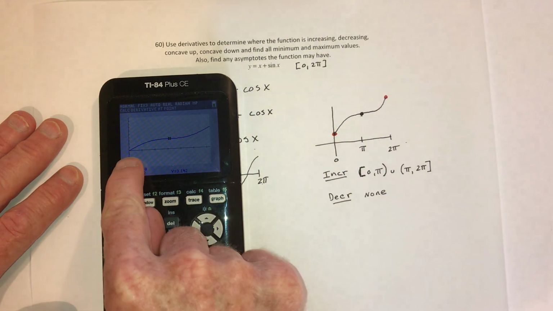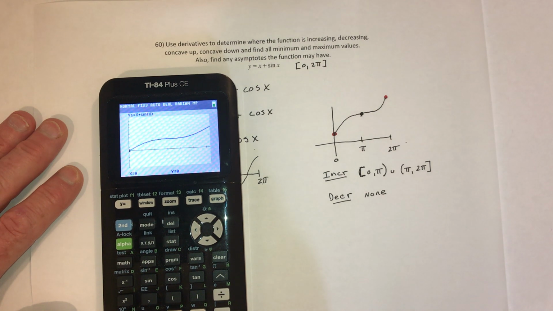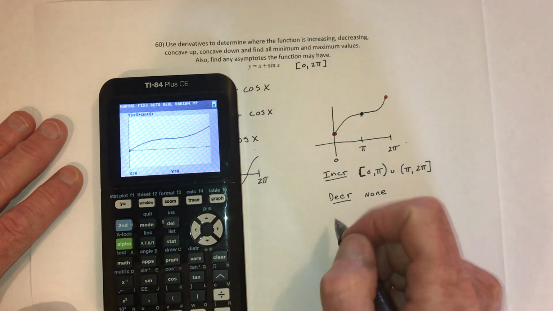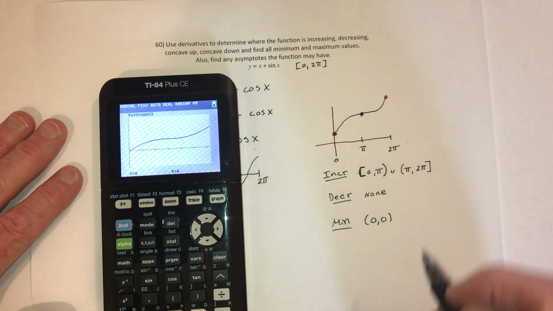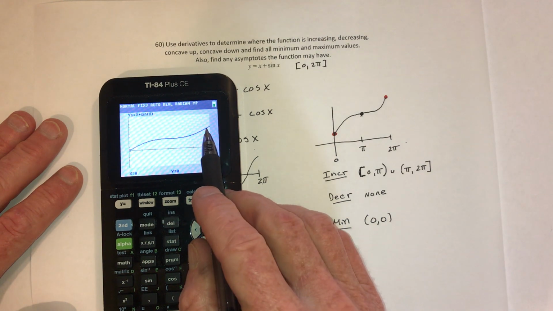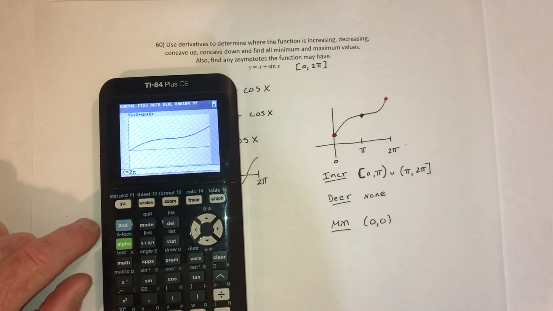Oh, I didn't draw it very accurately. It's actually at the origin, but that's okay, because now I can just say 0, 0, that's the minimum. 0, 0. And then this is 2 pi. So trace and put 2 pi.